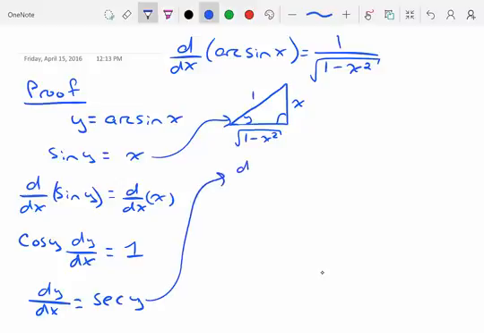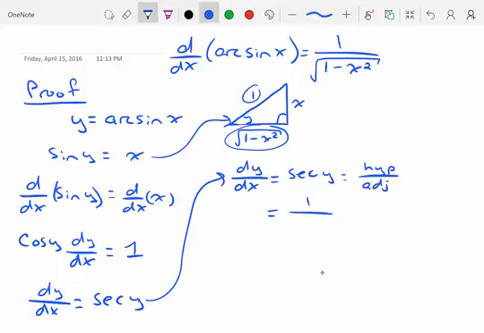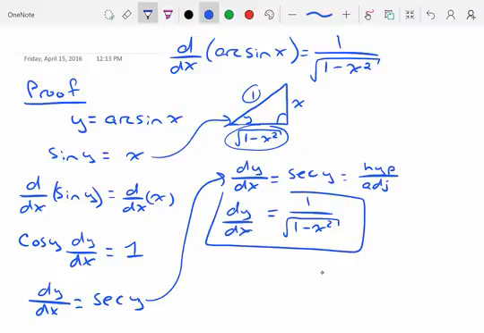So what do I have here? I'll just rewrite this, that dy/dx is equal to the secant of y. The secant is the hypotenuse divided by the adjacent. Recall that the secant is 1 over the cosine, and the cosine is the adjacent over the hypotenuse. So if I take the hypotenuse, that's 1, and the adjacent is the square root of 1 minus x squared, then that means that dy/dx is going to be 1 divided by the square root of 1 minus x squared. And that proves the result.